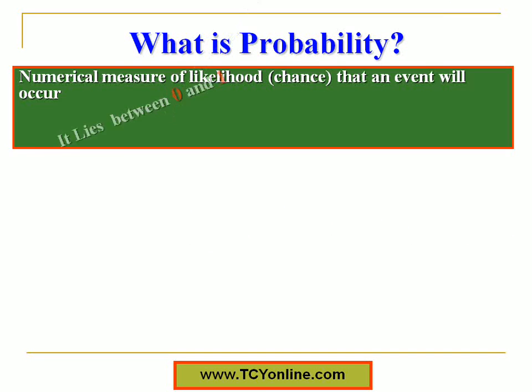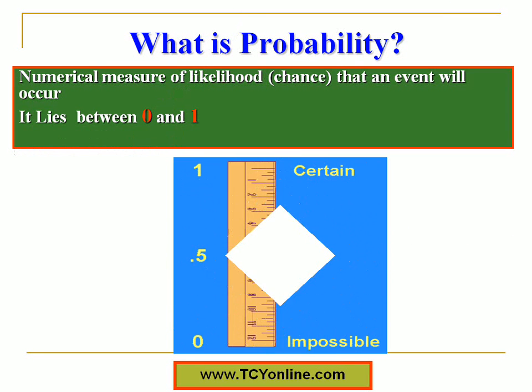Probability also means numerical measure of the chance that an event will occur. And always remember that probability lies between 0 and 1. When the probability of a certain event is 0, that means the occurrence of that event is simply impossible. While if the probability of certain event is 1, that means the occurrence of that event is certain.